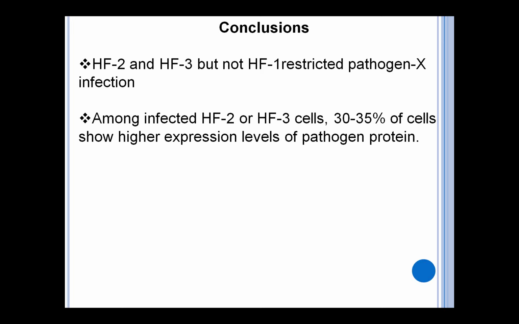That's the conclusion we can draw from this analysis, which was only possible by the gating parameters provided by the HCF expert. So the conclusion we can draw is that HF2 and HF3, but not HF1, restrict the pathogenic infection. And the second is, among the infected cells, with HF2 or HF3, 30 to 35% of the cells show higher expression levels of pathogen protein.